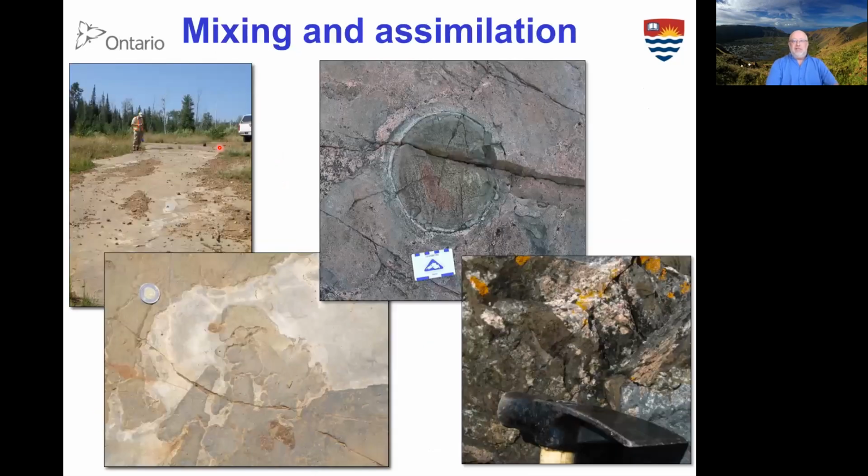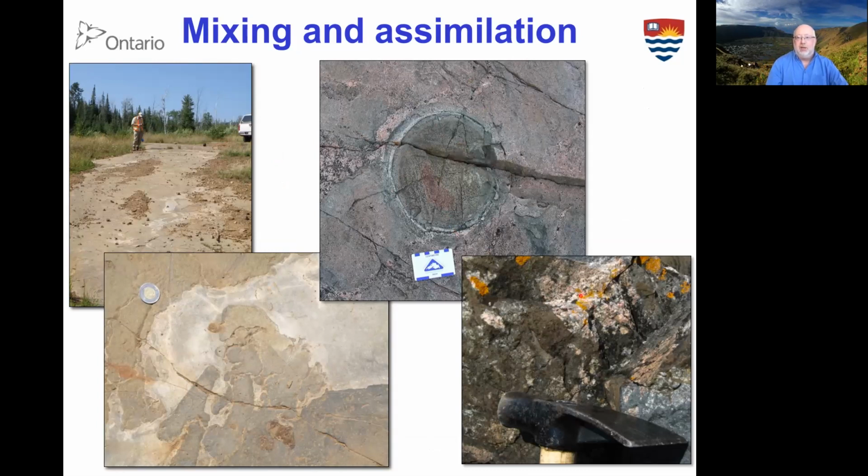There's a lot of physical evidence in both the dikes and the sills for assimilation. So these magmas have had a very complex history, and that can make it quite challenging for us to understand where they originally formed in the Earth's interior and what they're telling us. And there's some really good photographs here. We've got sort of a clot of partially assimilated material.